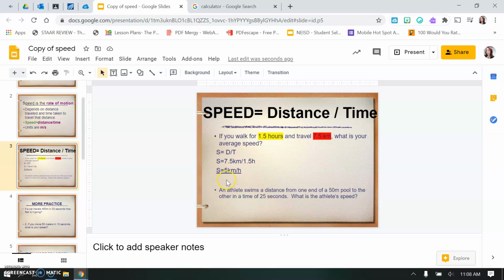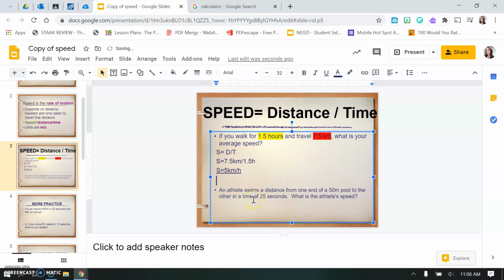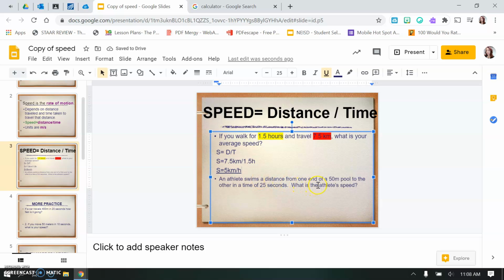Now let's try another problem. The next problem says, an athlete swims for a distance from one end of the pool that's 50 meters in a time of 25 seconds. What is the athlete's speed? So for the speed formula, we have it up top. Speed is distance divided by time. So speed equals d divided by t, distance divided by time. Speed equals distance divided by time. So what is our distance?